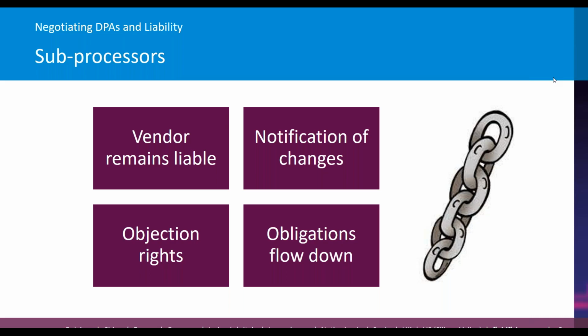Well, what should the DPA say about sub-processors? Normally, this is all based on what the GDPR says should be in the contract. The first is that the vendor should always remain liable for the sub-processors that it engages. Now, this one isn't particularly controversial, or it shouldn't be. If the vendor doesn't want to be liable for its downstream sub-processors and remain responsible, then that's a bit of a red flag.